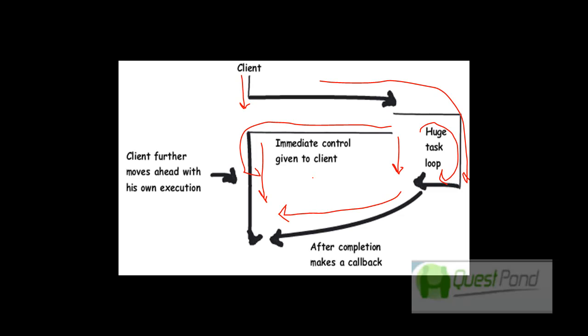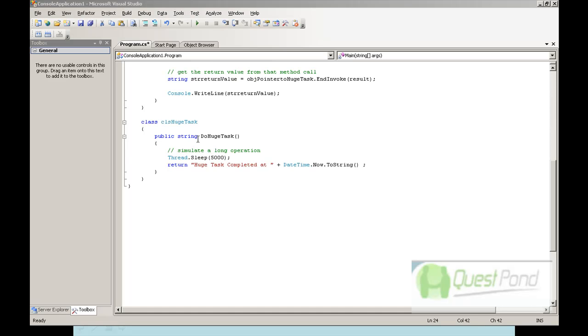So in other words, whenever the client makes a call to such a huge task processing, the control should immediately come back to the client. It will continue its further processing, the huge task will continue its processing, and once the huge task is done, it will intimate the client by a callback. Now this we can achieve by using delegates. So let's consider a simple example. Let's take up a sample source code, and we'll try to understand how we can implement an asynchronous callback in delegates. So here's a simple example.